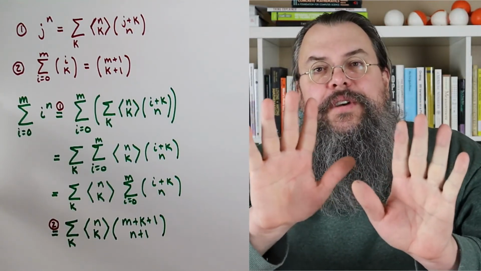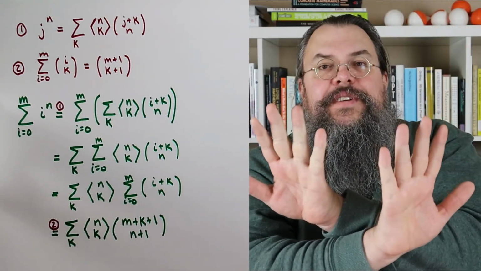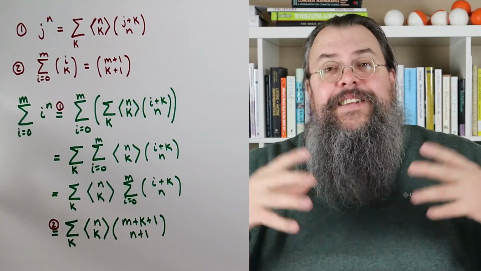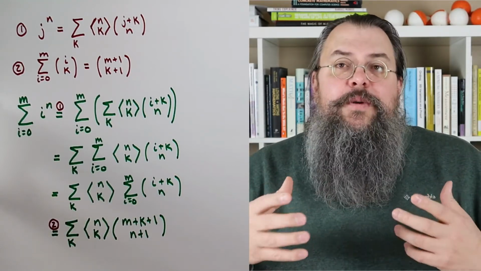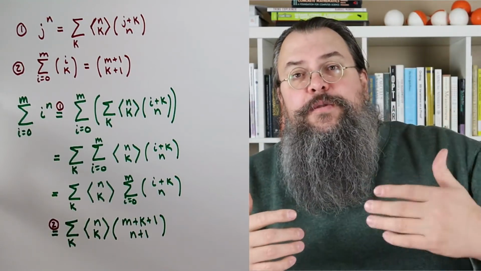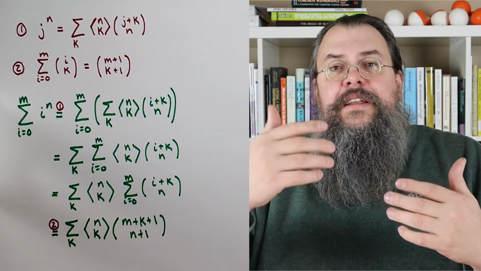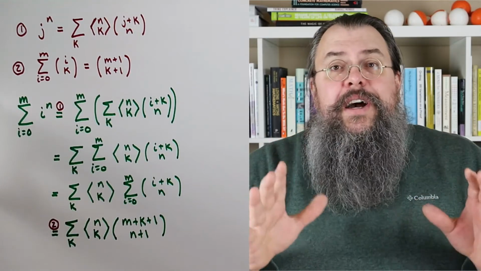And what we're going to do is reverse the sums. See, when we talk about these sums, we're just adding lots and lots of pieces together. And the question is, well, what should we be adding first? Should we add first with respect to i, then with respect to k, or first with respect to k, then with respect to i? And the answer is we can do either.